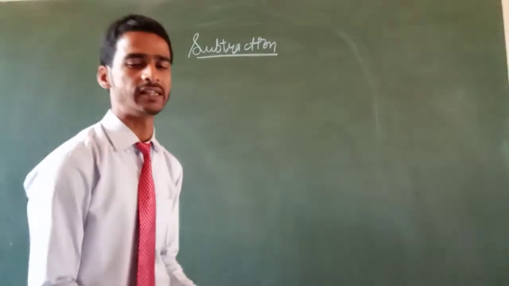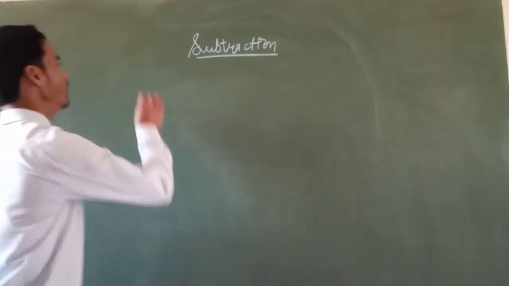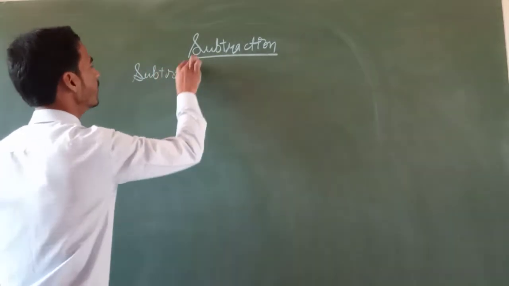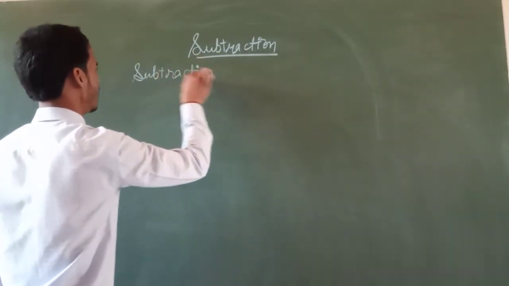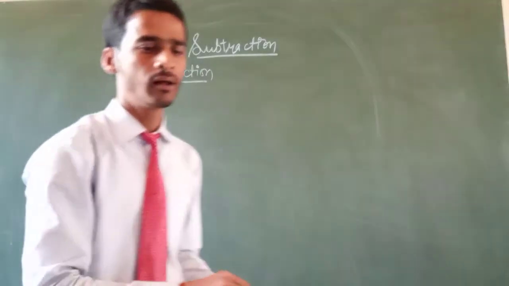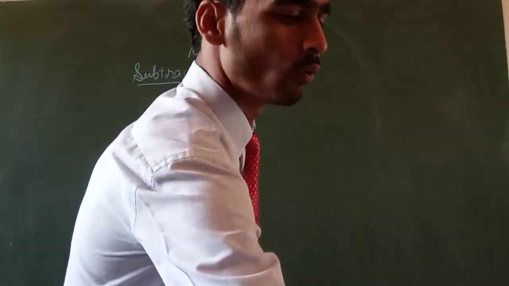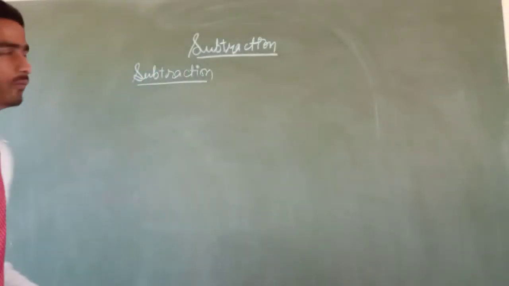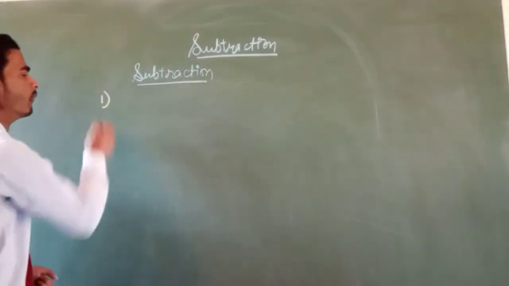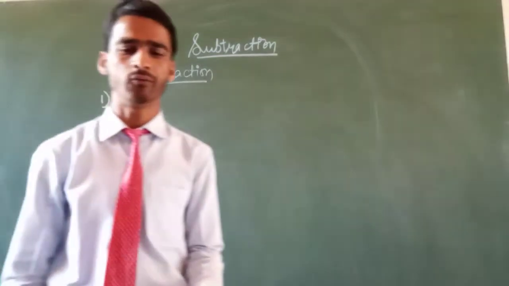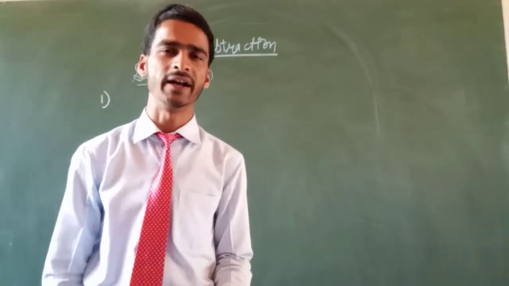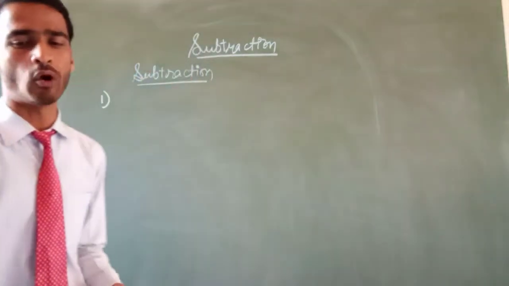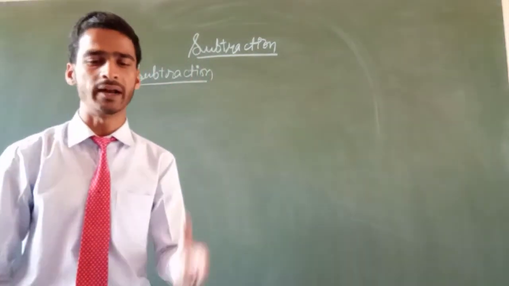Firstly, we have to know subtraction facts. Let's see what subtraction facts are. Listen carefully. You know that there are 3 subtraction facts. First property: when 0 is subtracted from a number, the difference is the number itself.